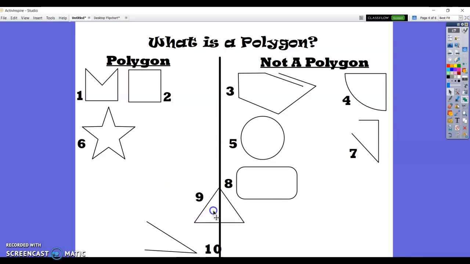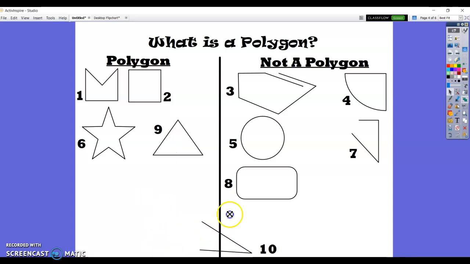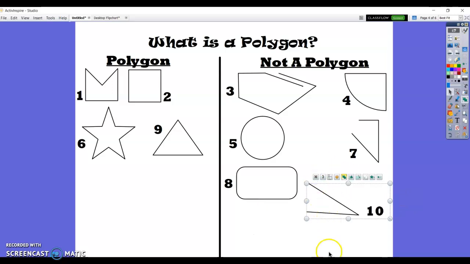Is number 9 a polygon? Yes, it is. And number 10. No, it is not, because it only has 2 sides and it is an open figure. It's not a closed figure. Did you get them right?